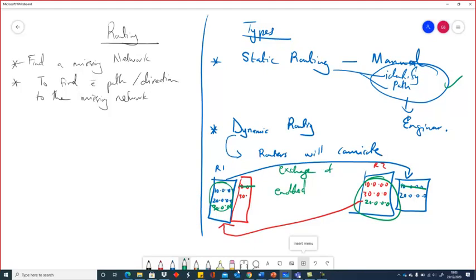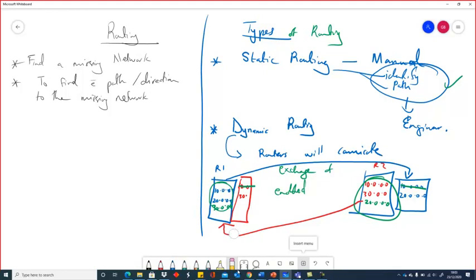Able to talk to each other and they exchange information. That is dynamic routing. So as I said, we have two main types of routing. We have dynamic routing and static routing. Static routing is done by the engineer. Dynamic routing is done by the routers. Any question up to this point?